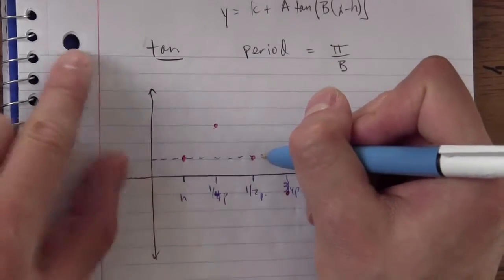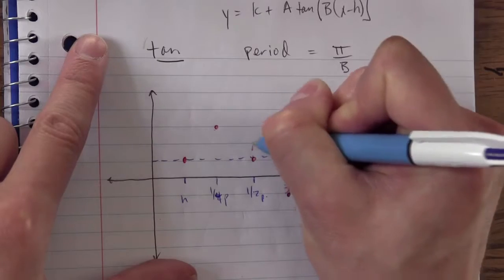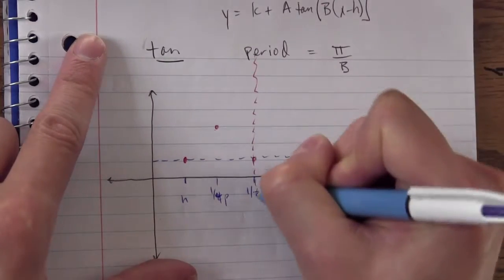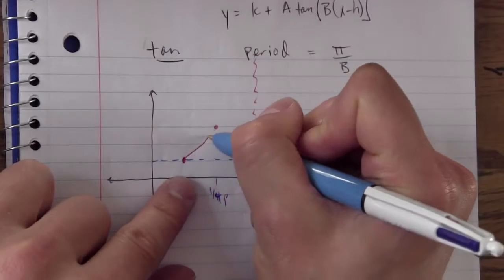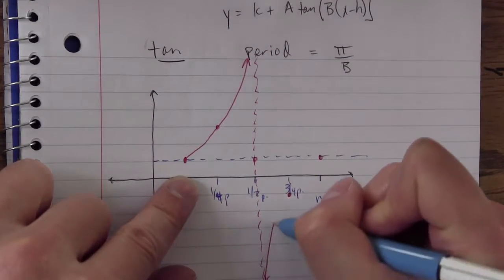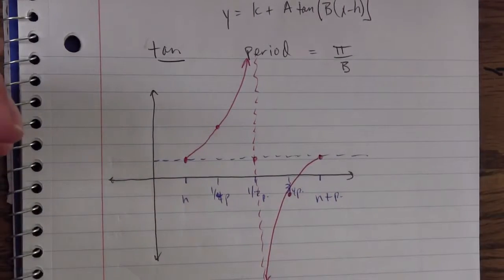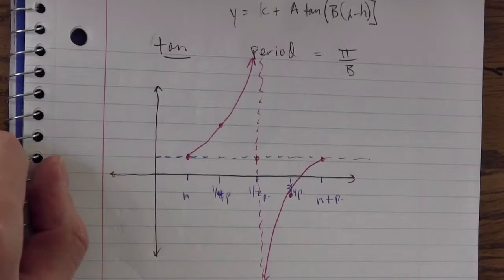So here, where it touches 0, you put the middle point. You put an asymptote. These others, you simply connect them like that. That's it. That is your tangent graph. Now, once you know tangent, cotangent's actually really straightforward, and I'll show you how that works.